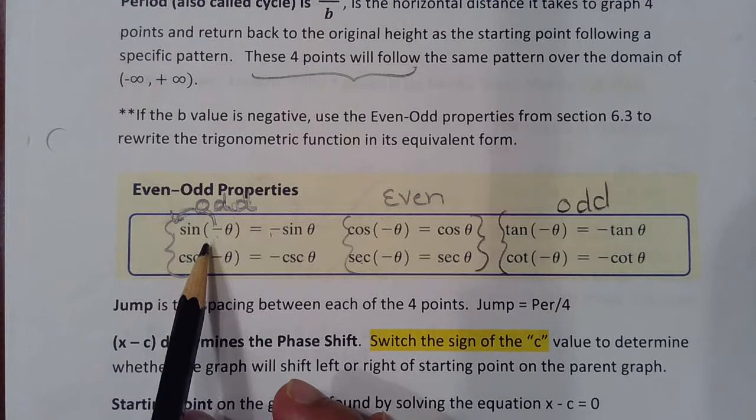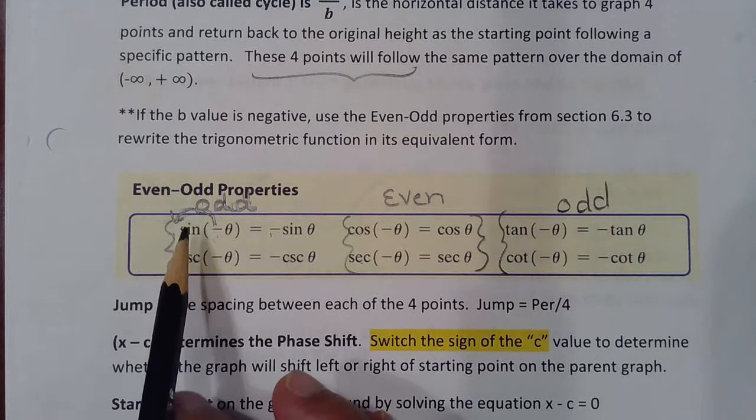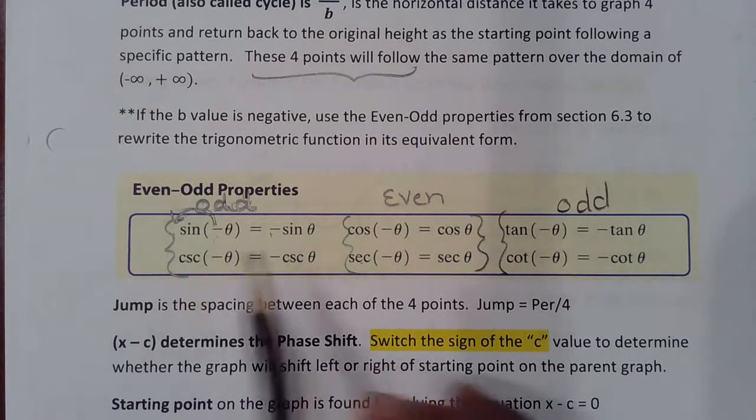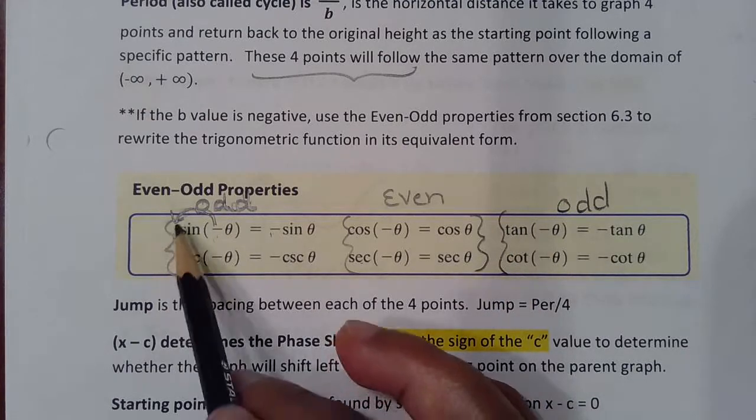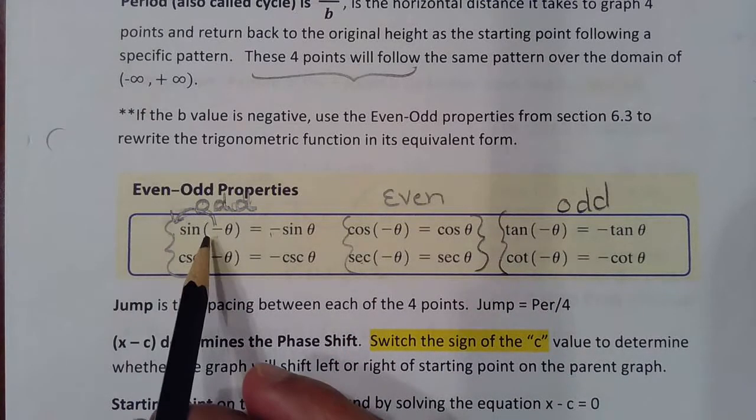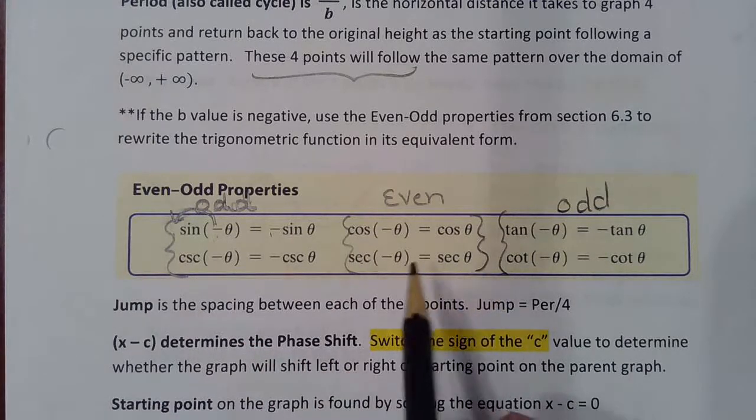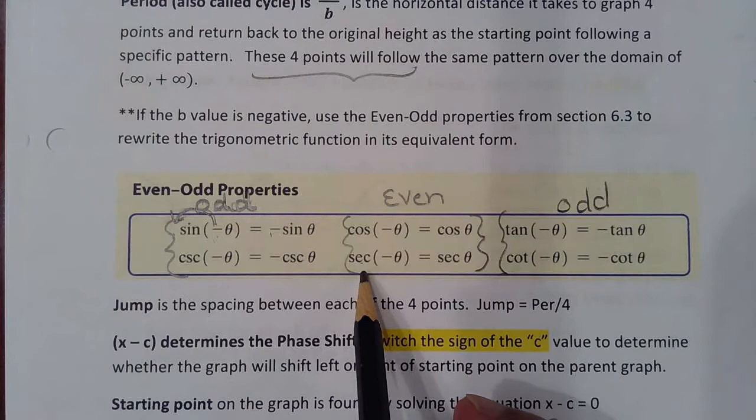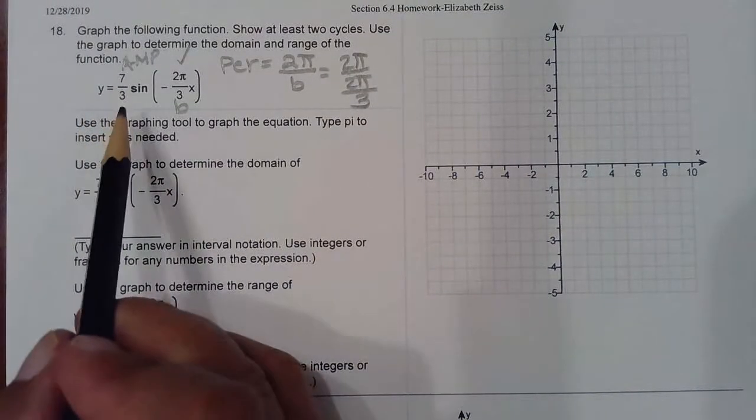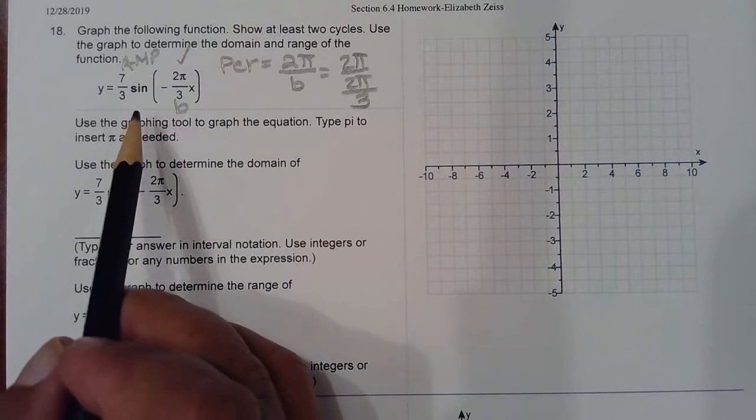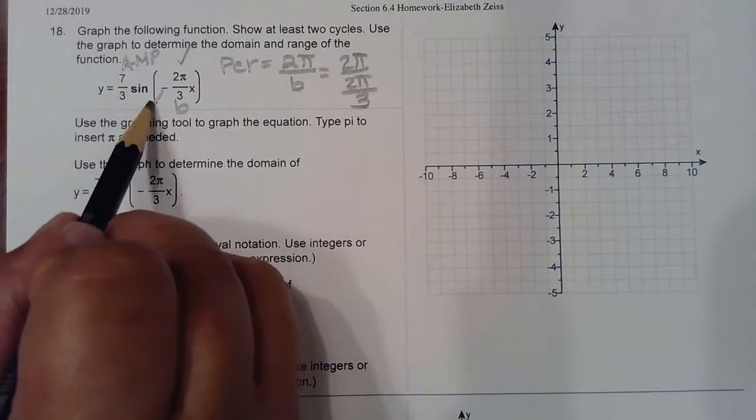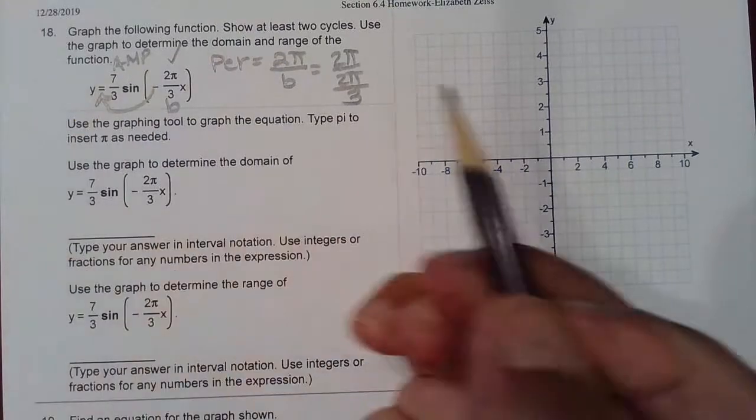This is an algebraic property. If it's an odd function, sine, cosecant, tangent, or cotangent, these 4 are odd, then the negative floats out to the front and ends up flipping the graph over. Whereas if it's cosine or secant, you can just erase the negative. So let's look at what we have here. This is not cosine, nor is it secant, so that negative doesn't go away. It comes right out here and flips it over.